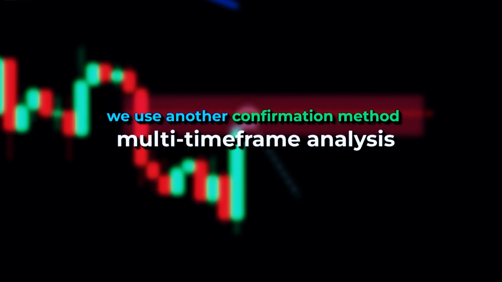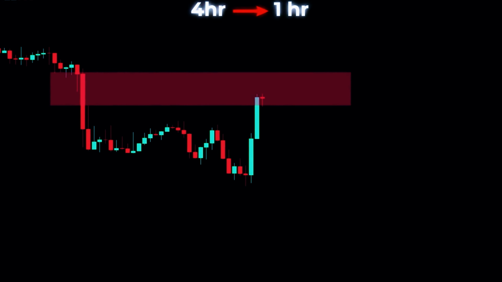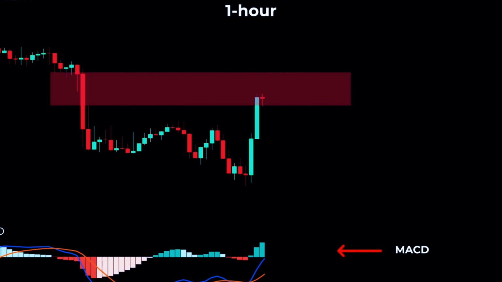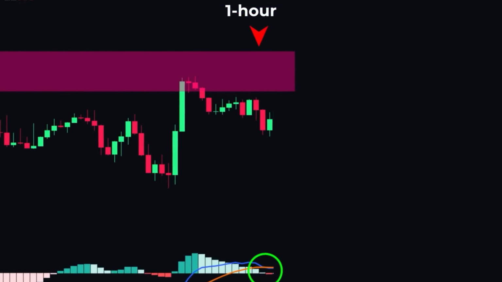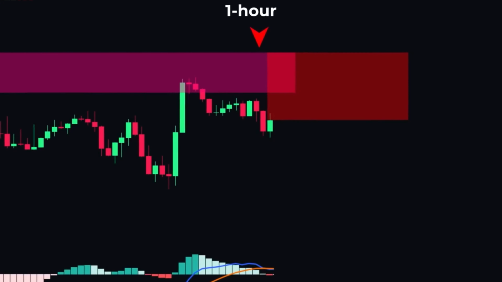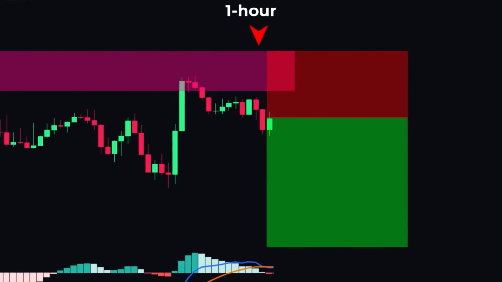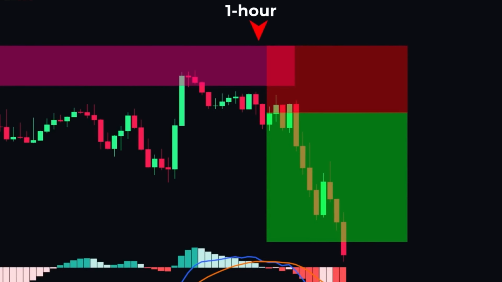So we use another confirmation method, multi-time frame analysis. We zoom into a smaller time frame, like the 1-hour chart. Here we use a momentum indicator, like the MACD, to help with confirmation, so we wait for it to cross downwards. Once it does, we can take a short position. Next, place your stop loss at the invalidation point of the fair value gap and set your take profit at twice the size of your stop loss, as you can see. This trade ends up being profitable.